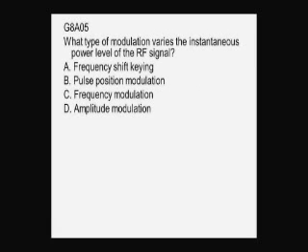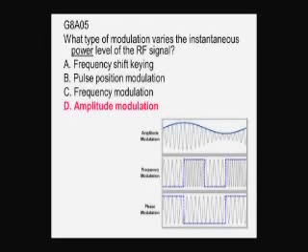What type of modulation varies the instantaneous power level of the RF signal? Okay, we talked about that. What the power is the amplitude, isn't it? The amount of power in a signal is the height of the wave or the amplitude. So we know that the modulation that varies the power level of the RF signal has to be amplitude modulation. And we see that here. An amplitude modulation gives us this envelope on the wave.